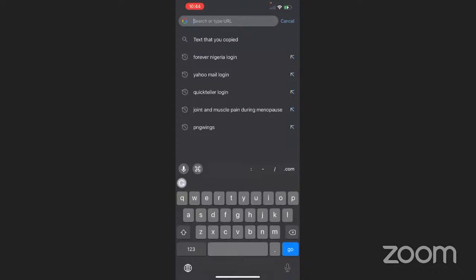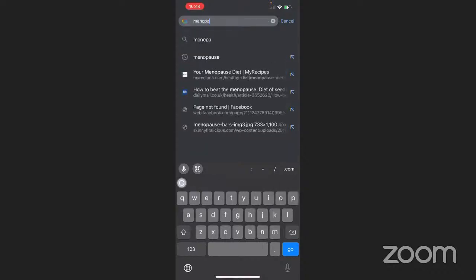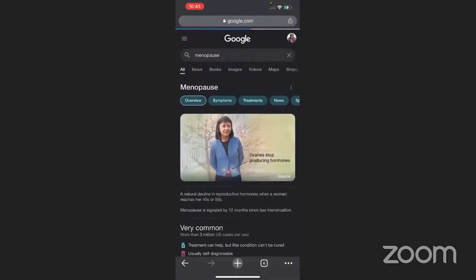Remember that I said my ideal client is a 54-year-old woman who is going through menopausal issue. So once you come to Google, just put menopause. Don't do more than that. When you put menopause, then click on menopause. When you click on menopause, if you look up, you will see where it talks about all, news, books, pages, videos, maps, shopping. So you take on all.